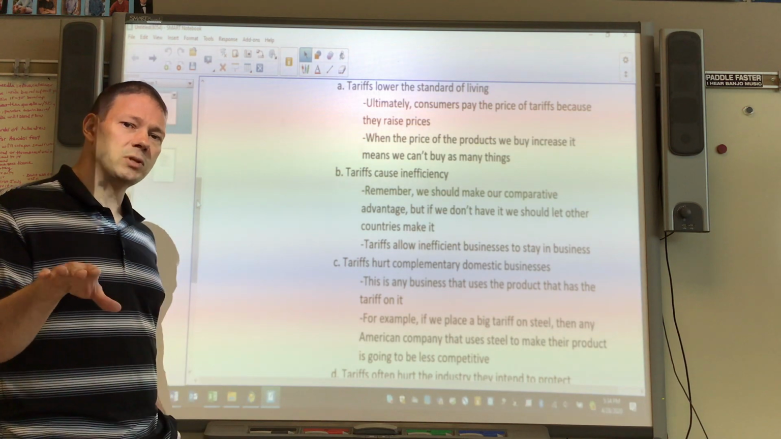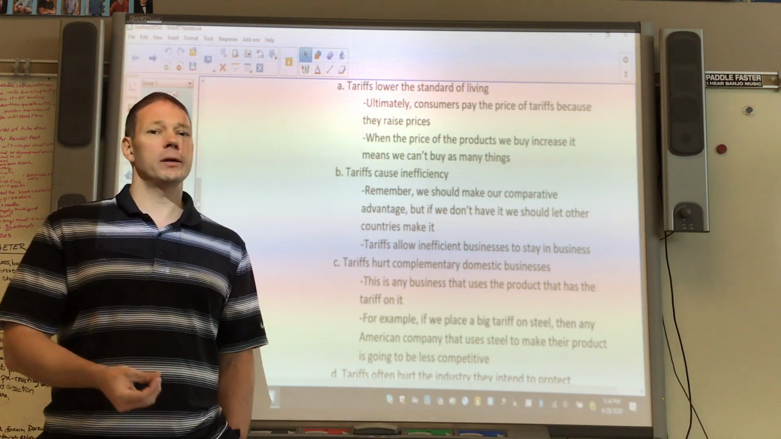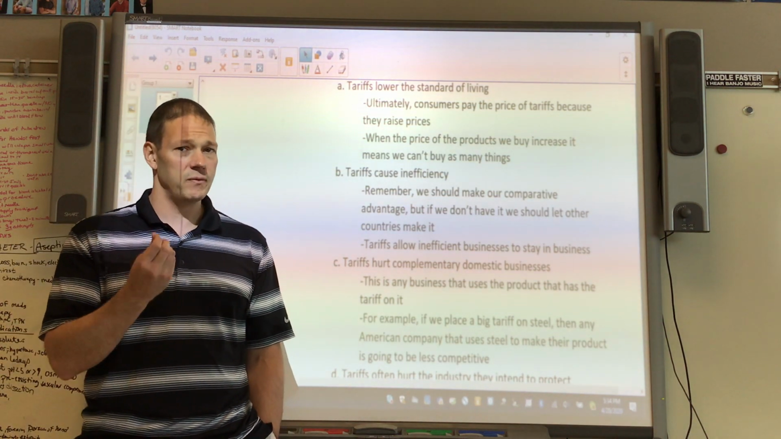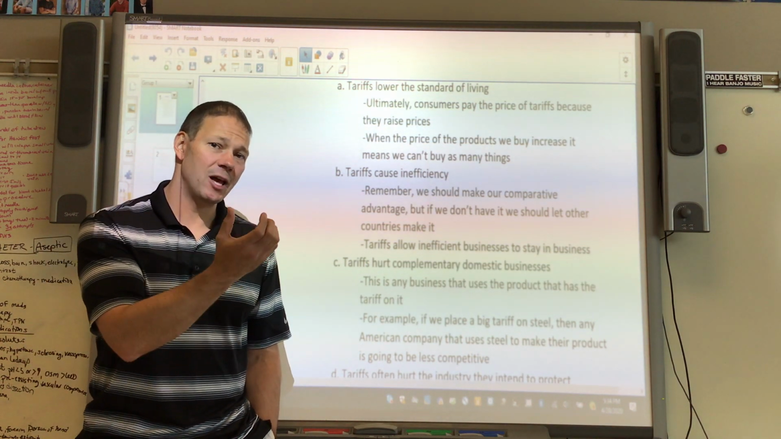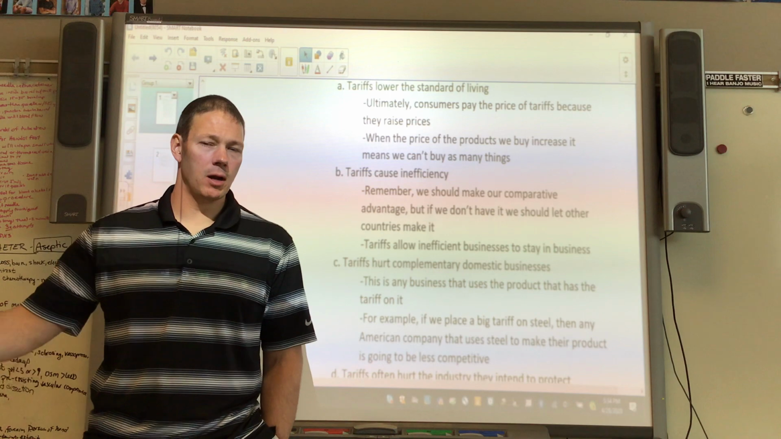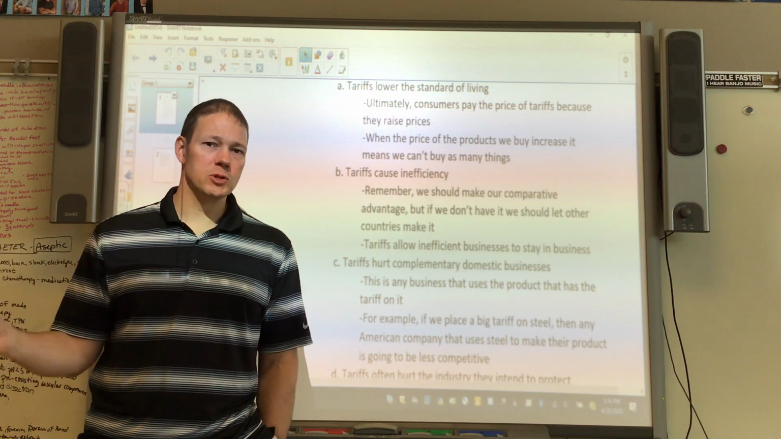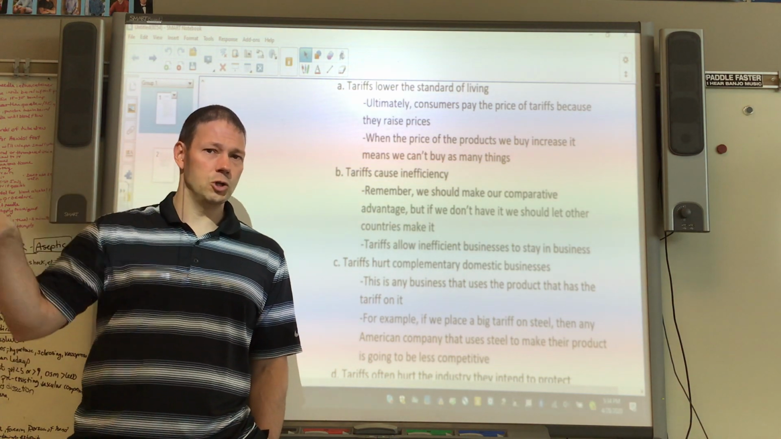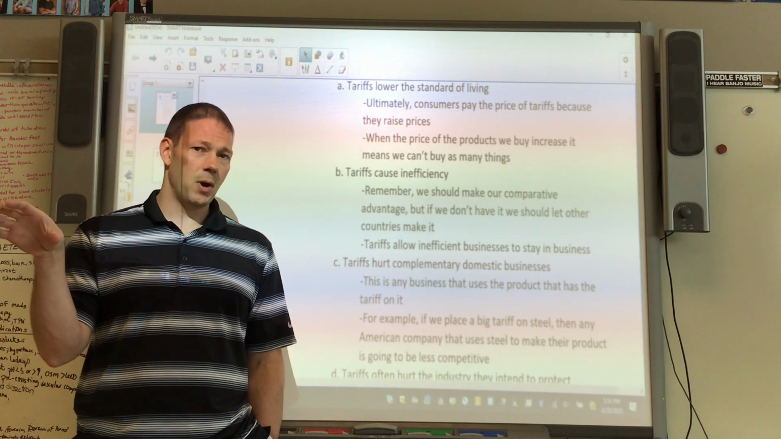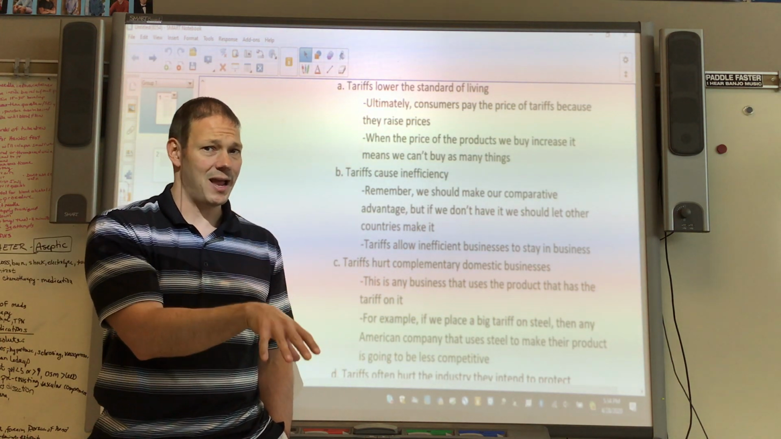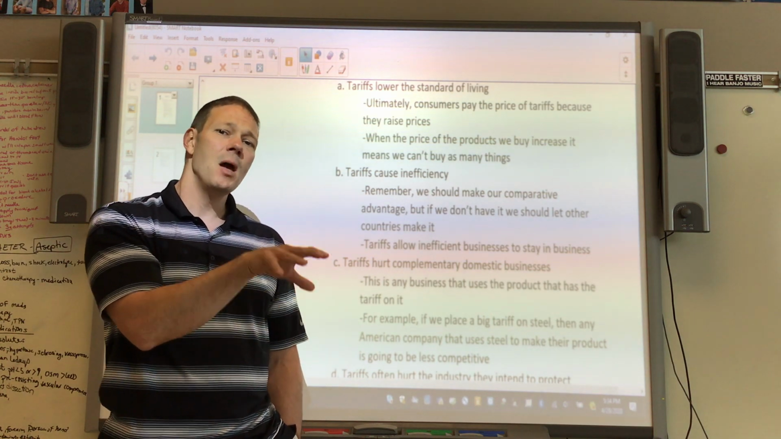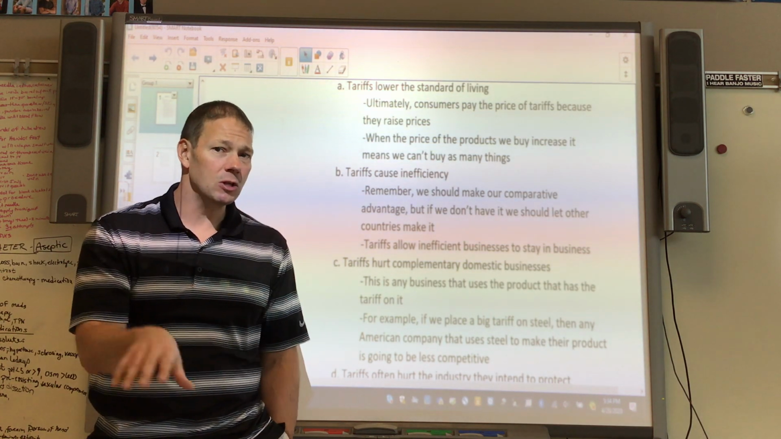So one of the problems with tariffs is there are products that we might not have the comparative advantage in. All right? And those are products and those are industries that should leave America and go to other countries. Well, by handicapping those countries, by raising the price of their goods, it allows some of those industries to stay. And I know it sounds cold and callous, but those industries maybe should leave.